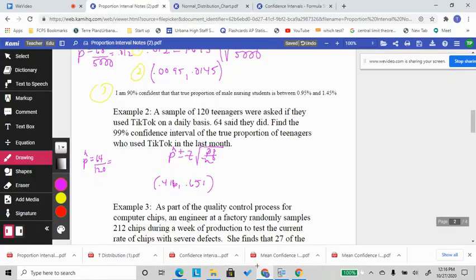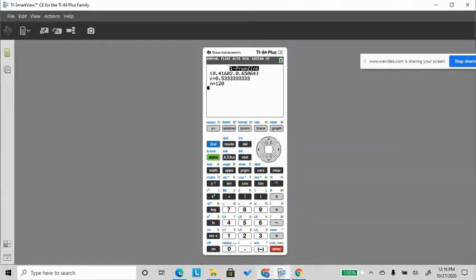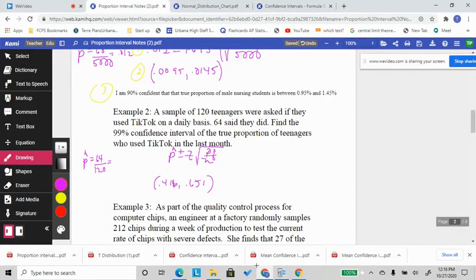0.651. Yep, okay. And now I'm going to fill everything in. 64 over 120 was 0.533. The calculator calculated it for me, so 53% use TikTok. 99, if I look on my previous page, is 2.575.